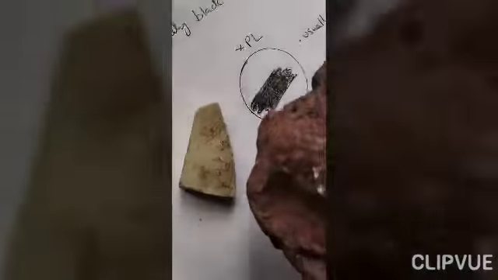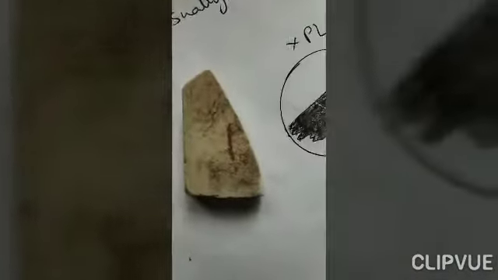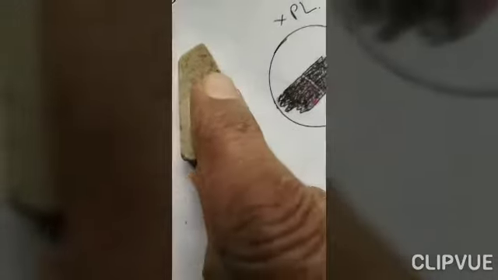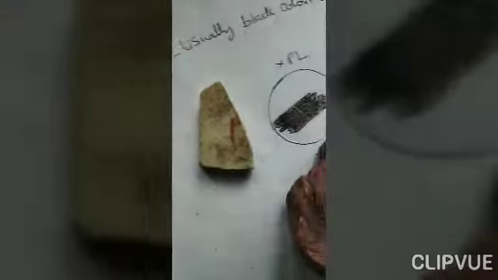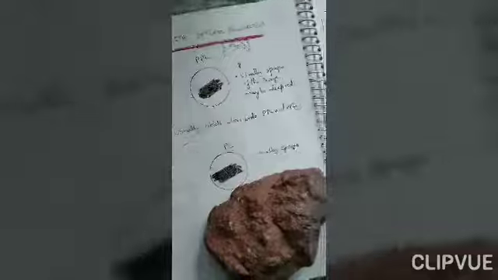If you rub this mineral on the streak plate, what will its color be? Its color will be red. I will show you how it is. You can see here, this is the cherry red color. So this is hematite, also an ore of iron.